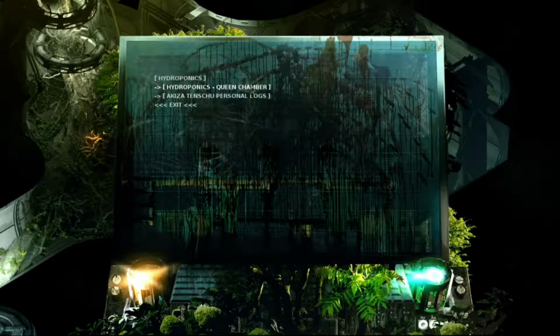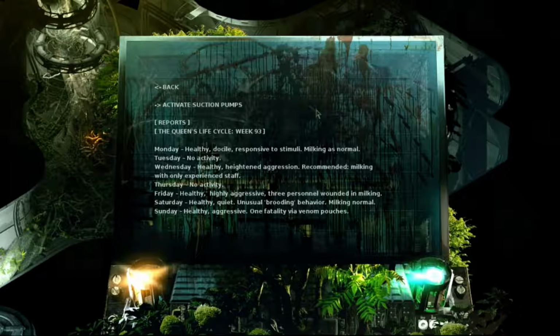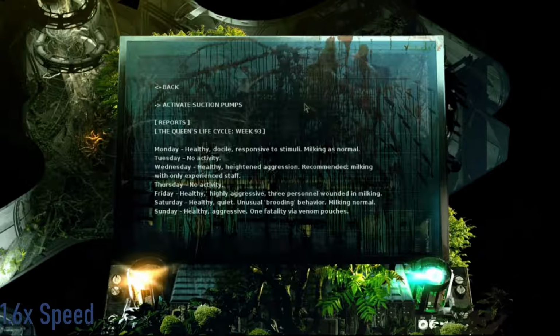So, hydroponics queen chamber. Reports the queen's life cycle week 93. Monday, healthy, docile, responsive to stimuli, milking as normal. Tuesday, no activity. Wednesday, healthy, heightened aggression, recommended milking with only experienced staff. Thursday, no activity. Friday, healthy, highly aggressive. Three personally wounded in milking.